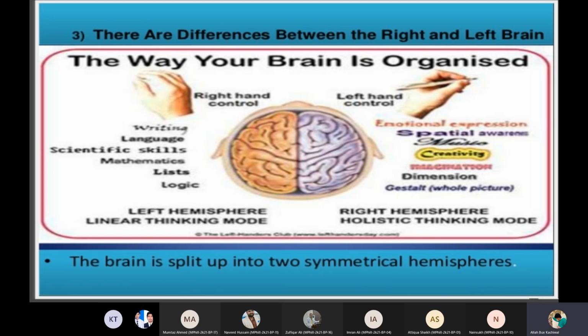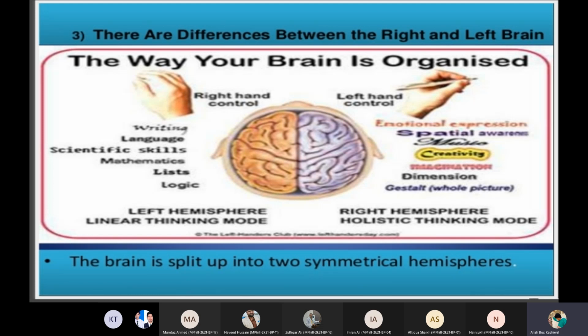the arterial awareness, the dimension, the creativity, and the whole picture. So the right hemisphere is hosting the thinking mood. So there are two portions of the brain, right and left.